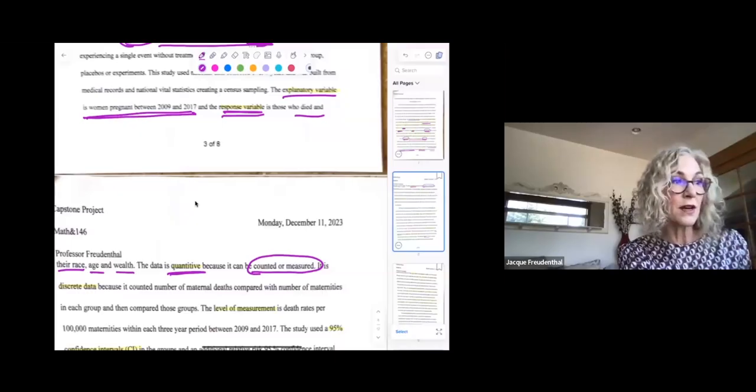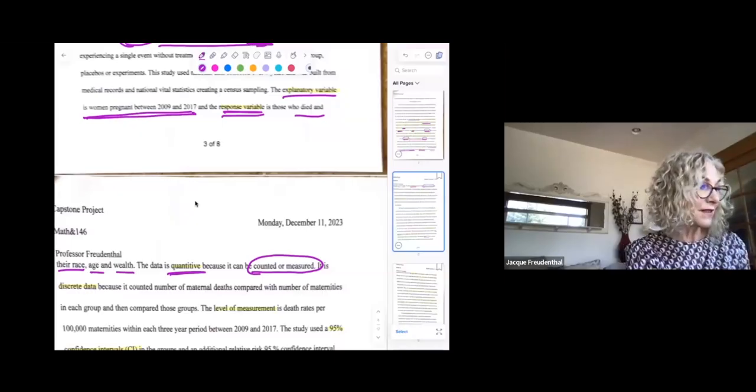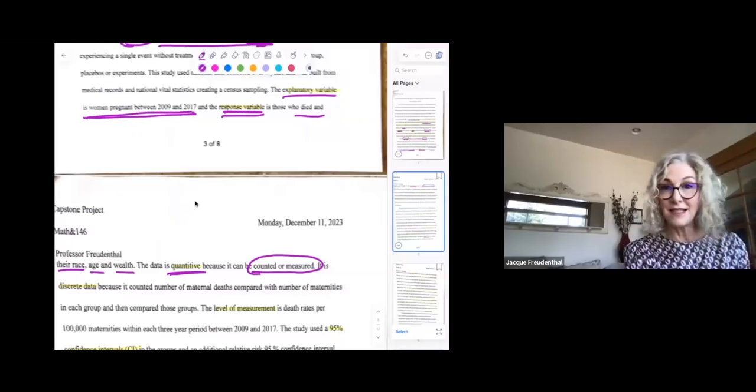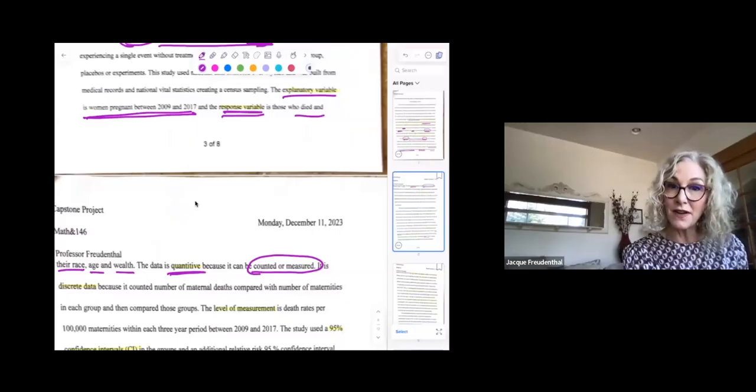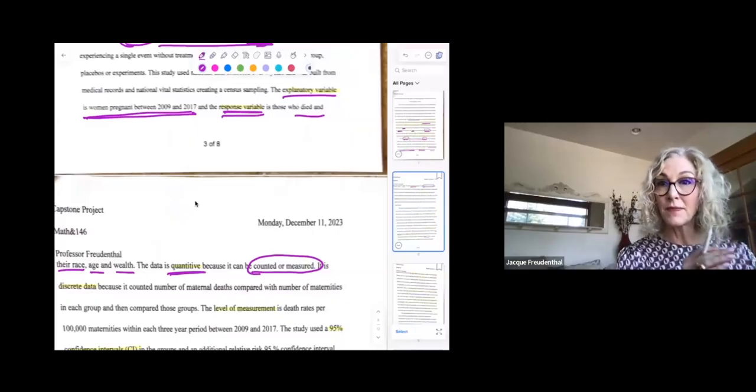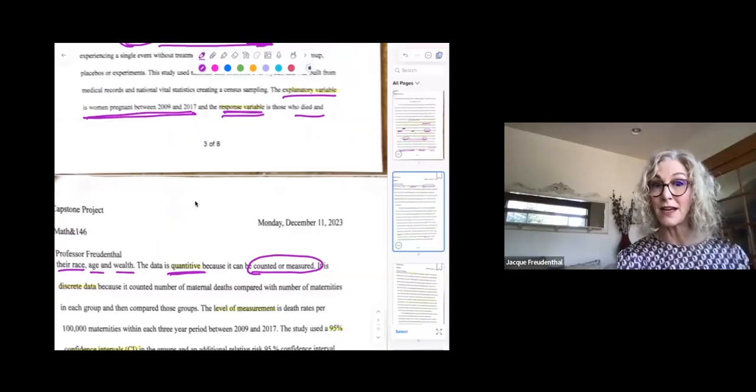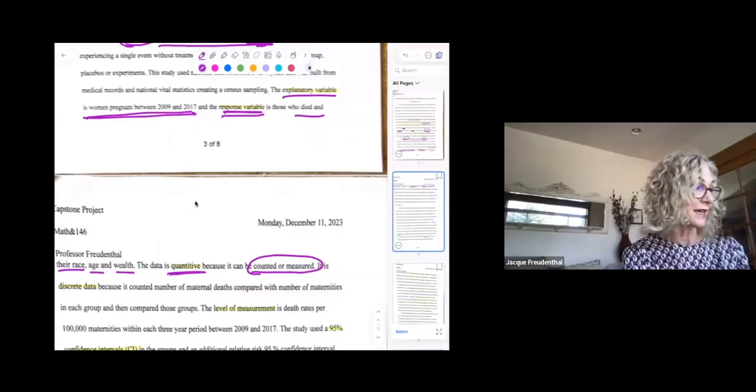So they all aren't quantitative. Race is definitely not quantitative. That would be qualitative. Your age is quantitative. So you need to identify each of those variables and if they're qualitative or quantitative and the reason why they are. So explain why you think they're quantitative or why they're qualitative.